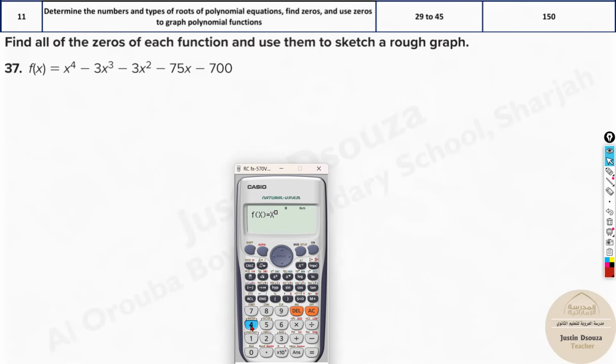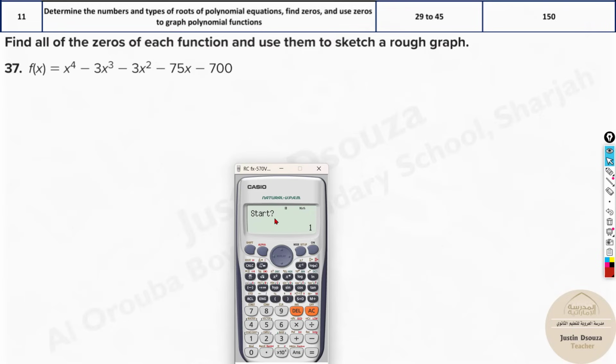That is alpha x to the power 4 minus 3x cubed, and then minus 3x squared minus 75x minus 700. So just double check the equation, okay? Because if you have made a simple error, say with the sign or something, it will be a huge error. You can't get the correct answer. Now press equal to.